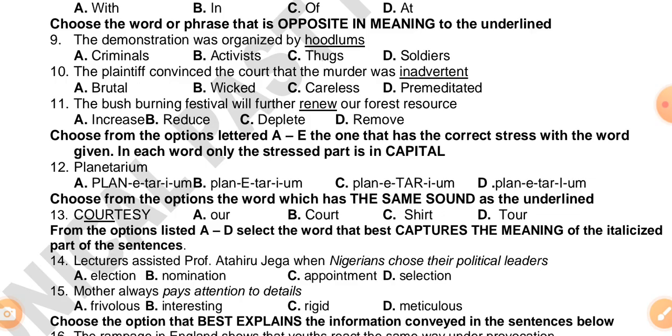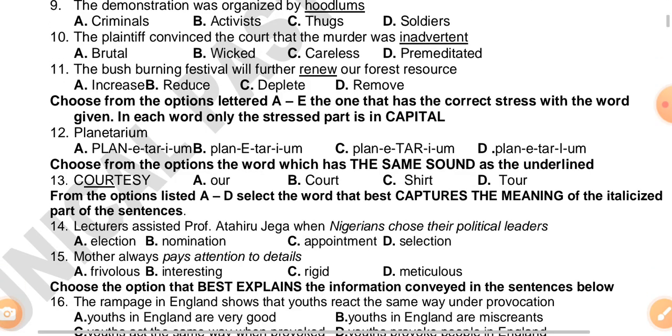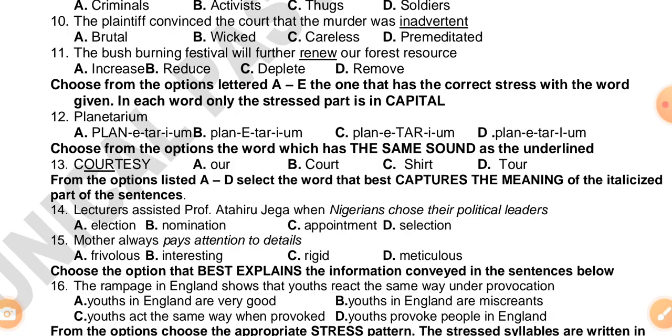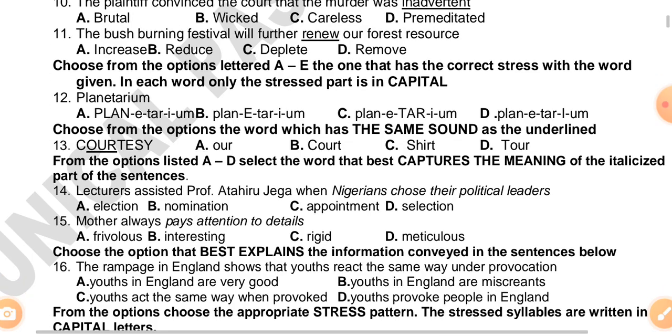Question 13. Choose from the options the word which has the same sound as the underlined part. Now we are looking at test of orals. A, courtesy. The underlined part is O, U, R. Is it court? Is it shirt? Is it tall? The answer is C, courtesy, shirt.